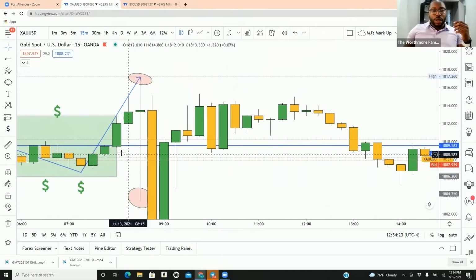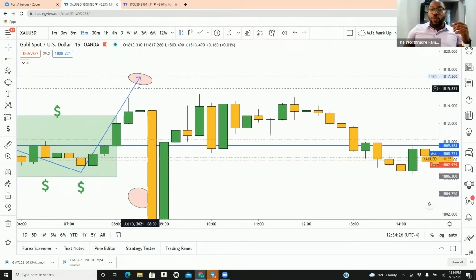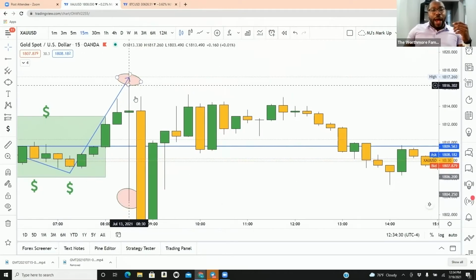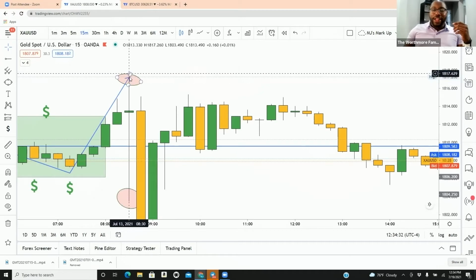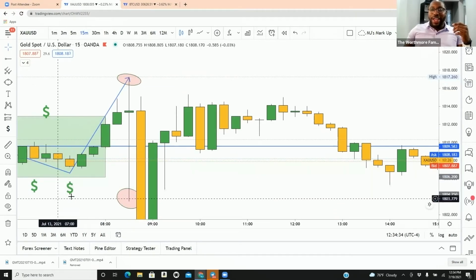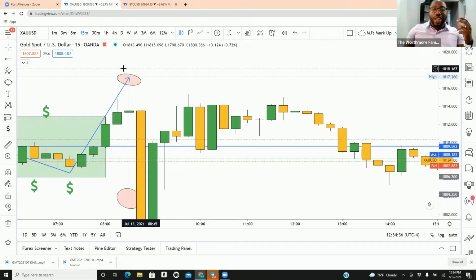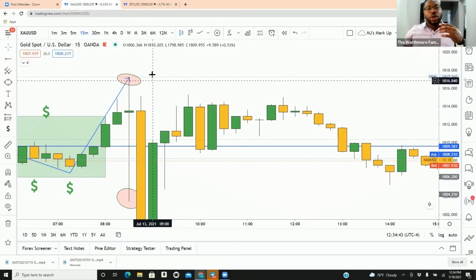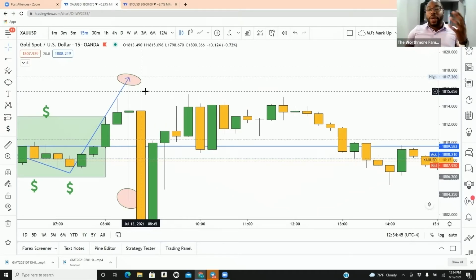Now, here's the thing. This was the first move. The first move was a buy. Second move was a sell. Everybody who hopped in on the buy that had their stop losses underneath here, they got cooked. But here's the bad thing. They were actually right. See, this move is meant to fake out traders and it's meant to mess you up psychologically, because one of the worst things about trading is jumping into a trade.